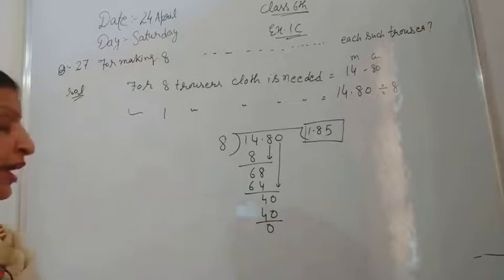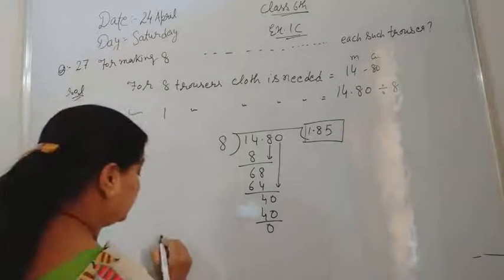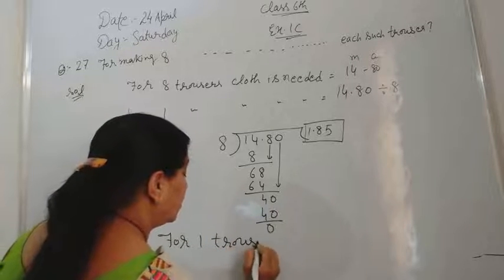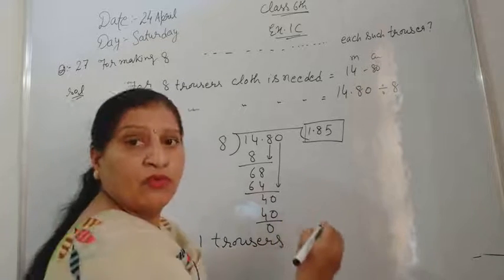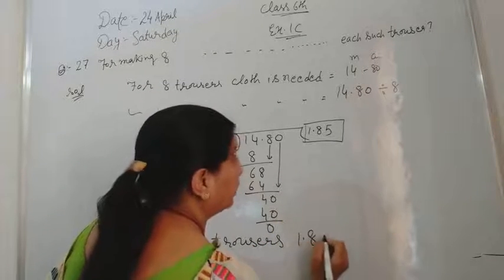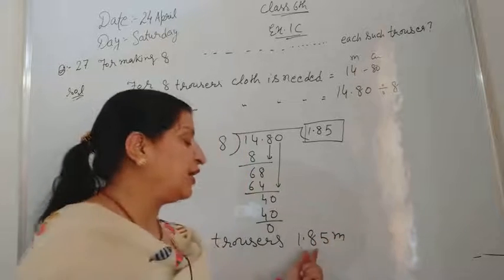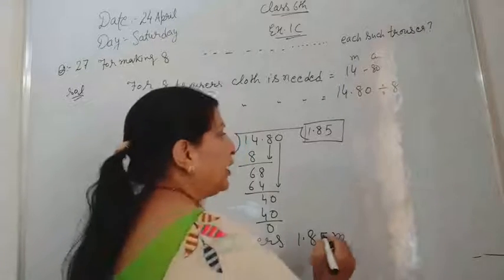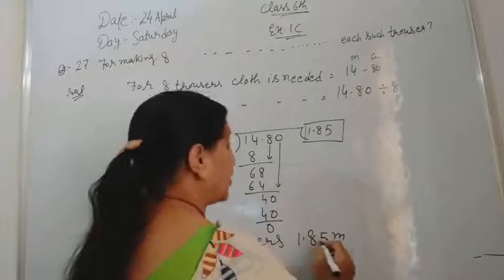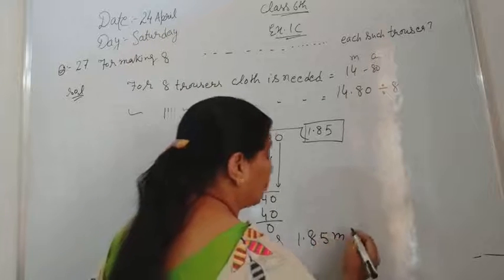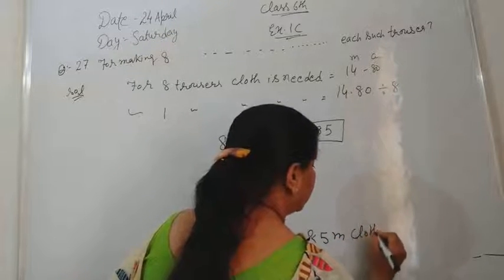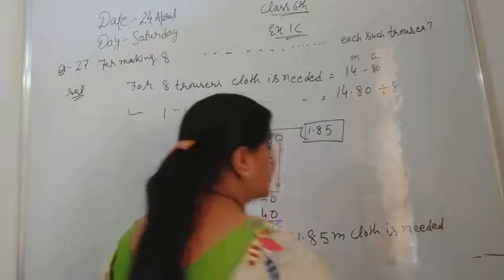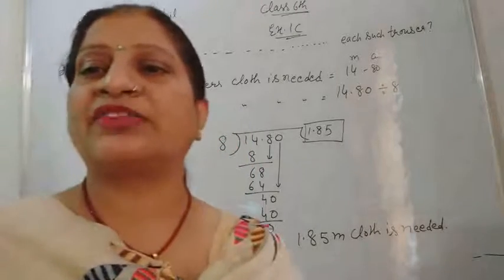So here we write for 1 trouser, 1.85 meter, because we write here the decimal, that's why we write meter. 1.85 meter cloth is needed for one trouser. So clear this question. Now we start our next question.